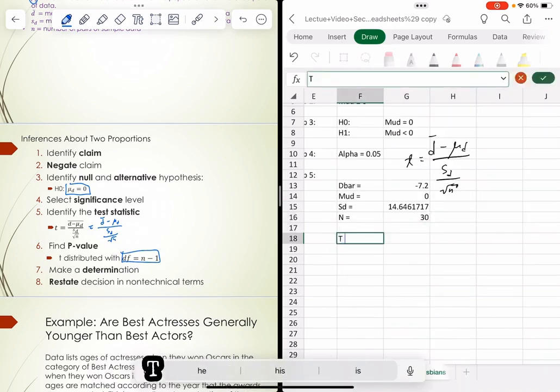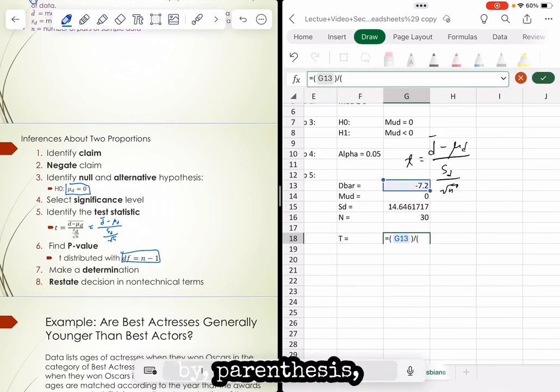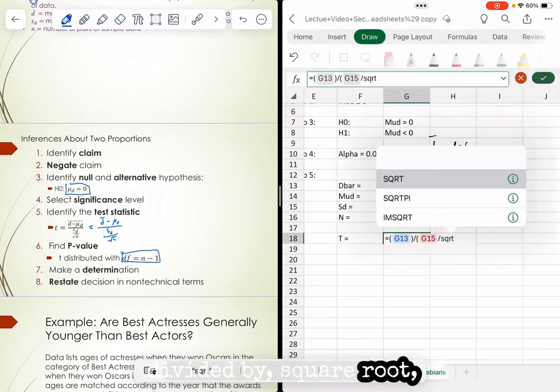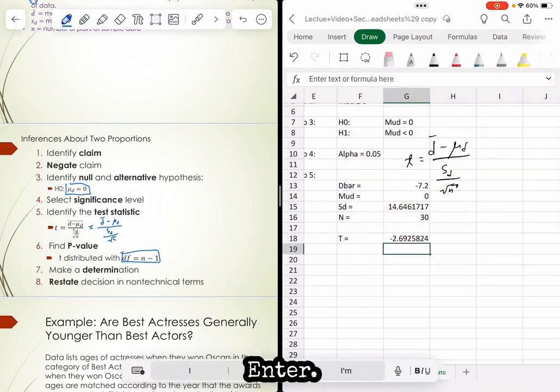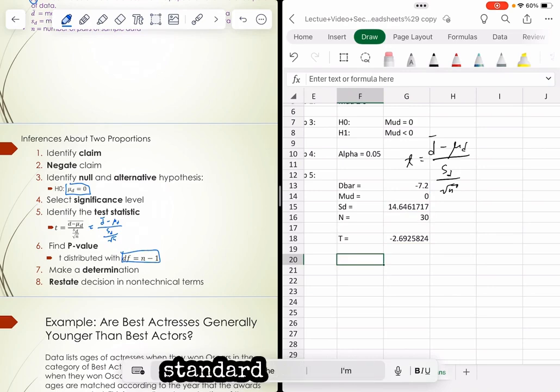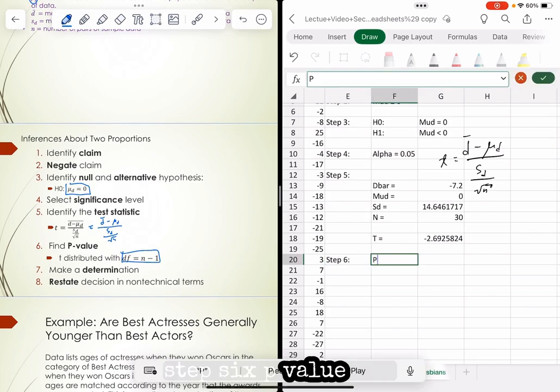Okay, here I go. T equals parenthesis d bar minus 0, divided by parenthesis s divided by square root n. Enter. Negative. So the test statistic is negative. Our data is about 2 standard deviations below. We may be able to reject the null hypothesis in favor of the alternative. Let's make sure. Step 6, p-value now. Actually, I better get degrees of freedom.